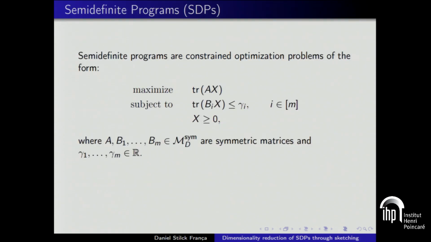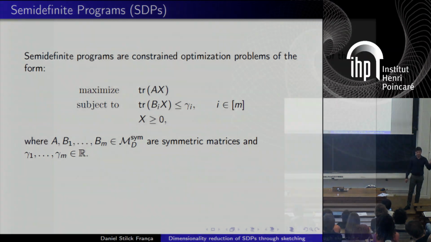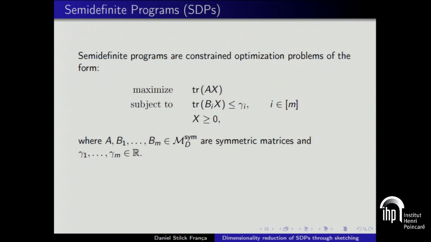Okay, so as the title already says, we're going to talk about SDPs here, so semi-definite programs, and they are optimization problems of this form. So you have some matrices B_i, which are symmetric, and which define your constraints, and some matrix A, which defines your target functional, and you want to optimize over all positive semi-definite matrices which satisfy these constraints, and you want to optimize this target functional.